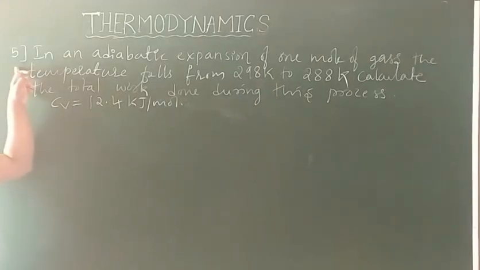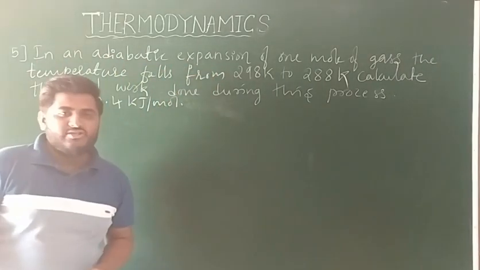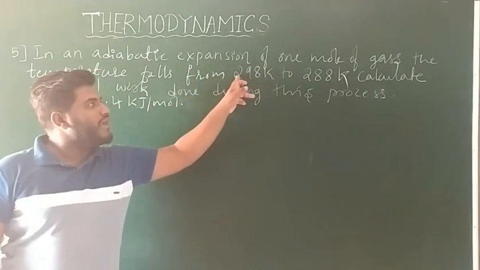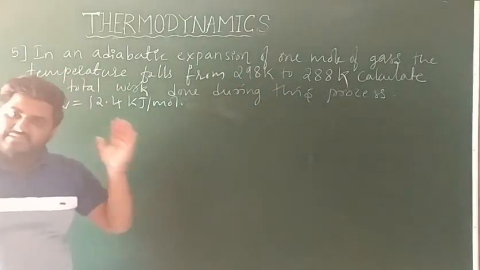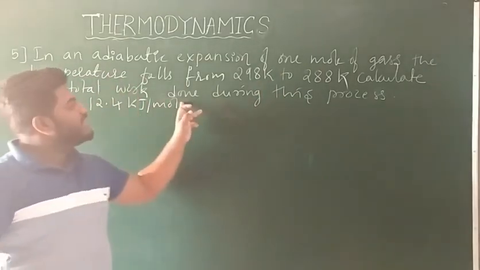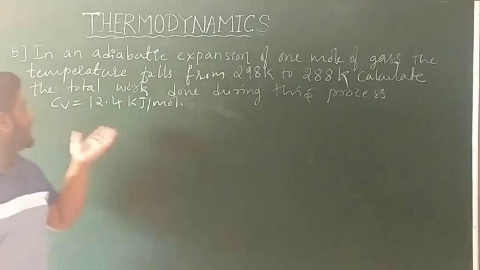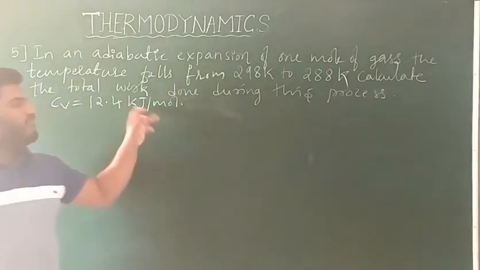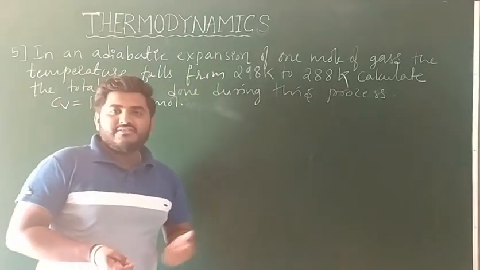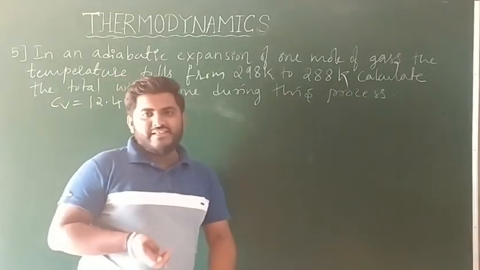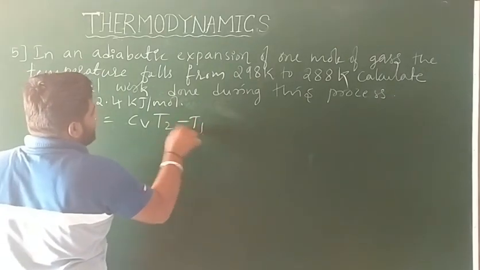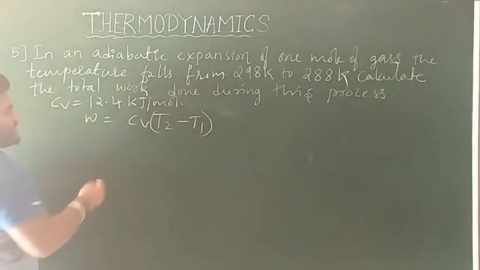See guys, this is problem number 5. In an adiabatic expansion of 1 mole of gas, the temperature falls from 298 to 288 Kelvin. Adiabatic expansion of the gas, so temperature decreases. Calculate the total work done during this process. Also they have given that CV is equal to 12.4 kilojoule per mole. Then we have to calculate W first. For this another formula is there. You have to remember that W is equal to CV into T2 minus T1, that is final temperature minus initial temperature.